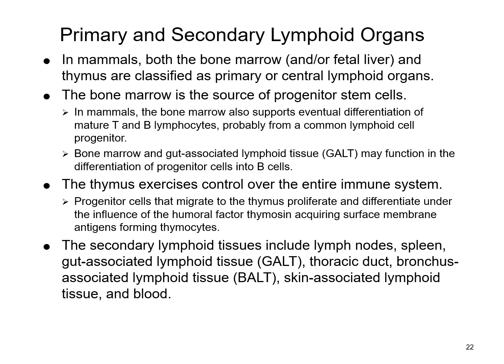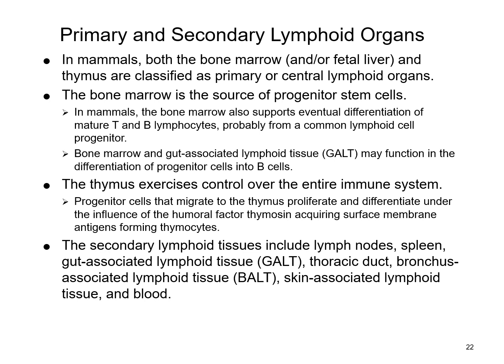Also want to mention that we have primary and secondary lymphoid organs, so both the bone marrow and the fetal liver, if it's the fetus, and the thymus are classified as primary or central lymphoid organs. So your bone marrow and your thymus are your primary lymphoid organs. The bone marrow is the source of the progenitor cells. So in mammals, the bone marrow supports the eventual differentiation of the mature T and B lymphocytes, probably from a common lymphoid progenitor cell.